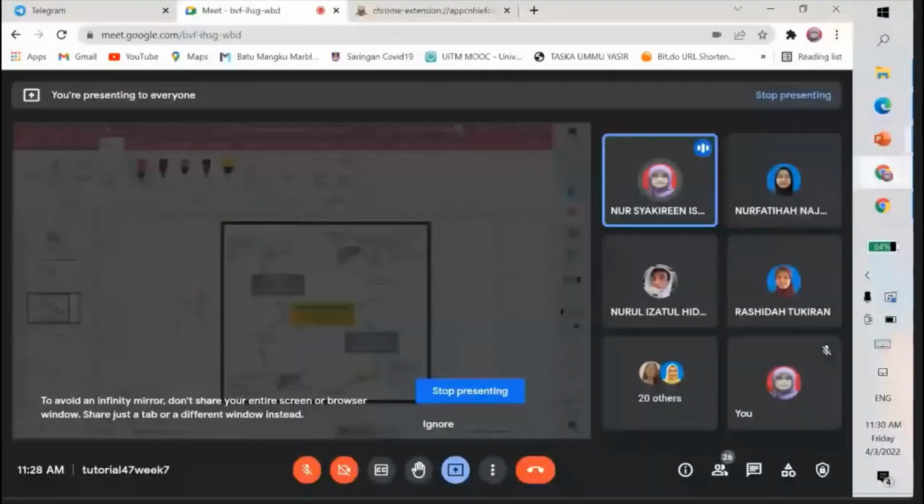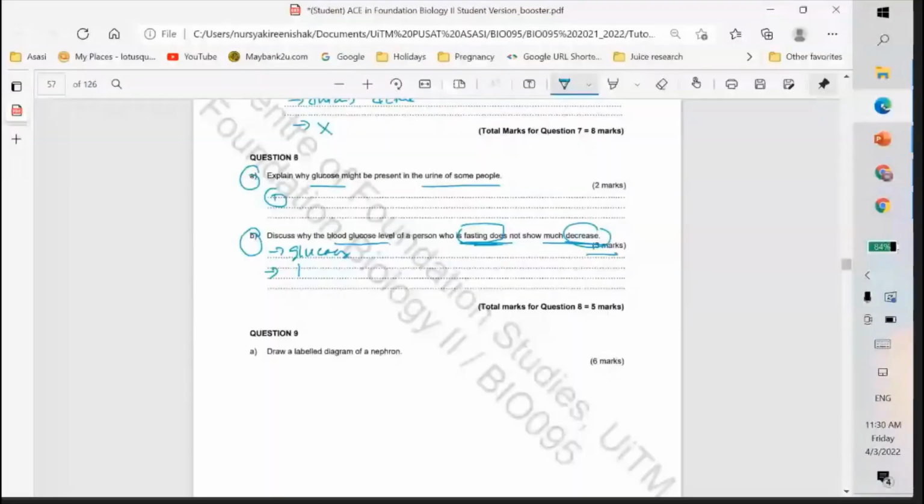So yang ini fasting, decrease. So point yang awak nak adalah glucagon. Okay, glucagon, blood glucose level that increase back to the normal set point due to glycogen breakdown into glucose. So itulah point dia yang kita nak kat situ. Okay.